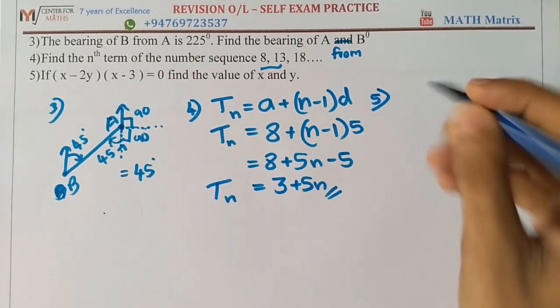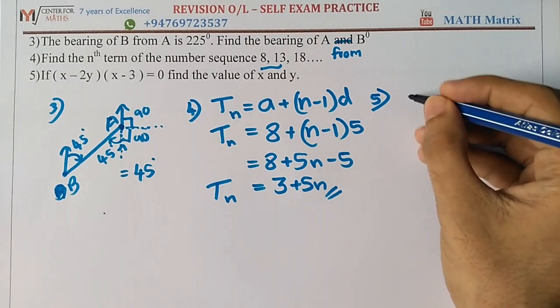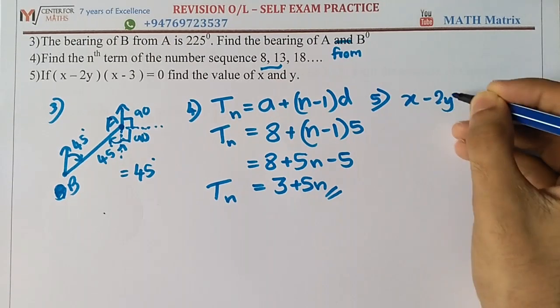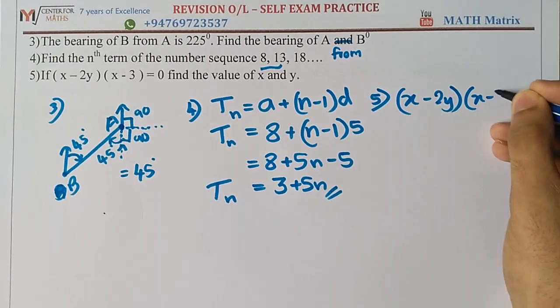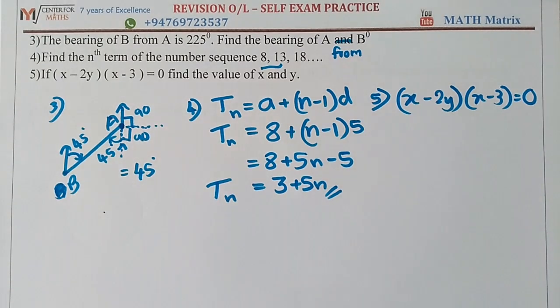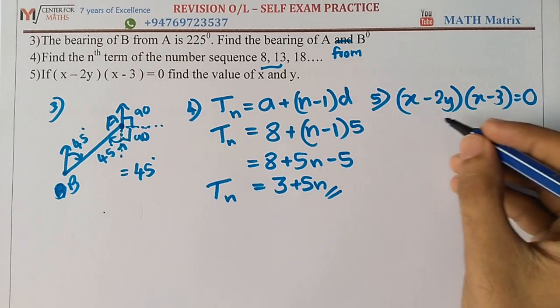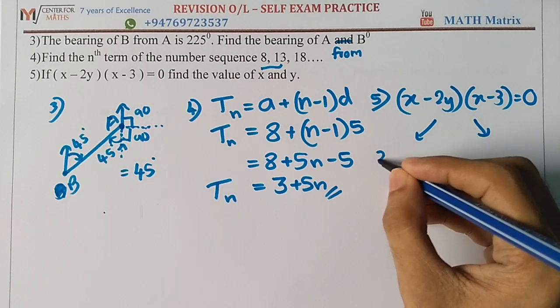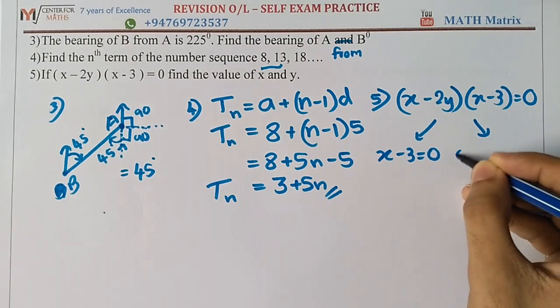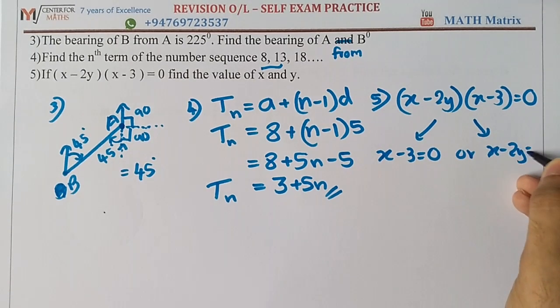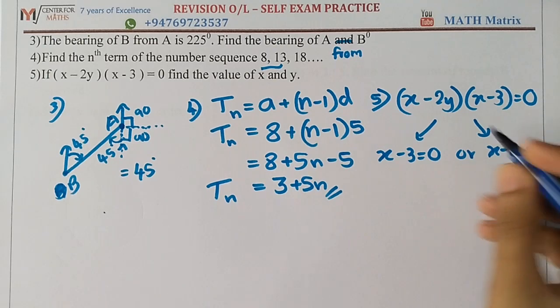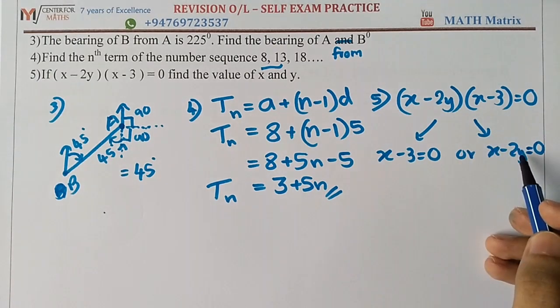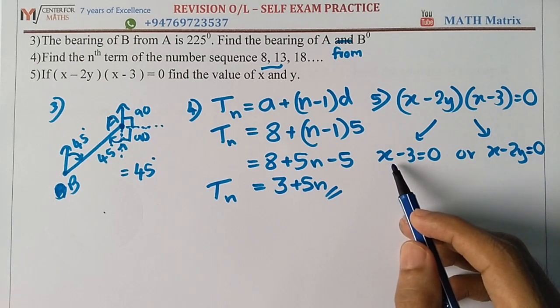Now we can move to the fifth one. (x minus 2y)(x minus 3) is equal to 0. Okay, find the value of x and y. Okay, right. So how to find the value of x and y? What's your idea? We can do like this. Here, listen. This comes under quadratic equations. So x minus 3 is equal to 0, or x minus 2y is equal to 0. Already you all knew about this. That means either of these should be equal to 0. Okay, right. Now first of all we can find the value of x.